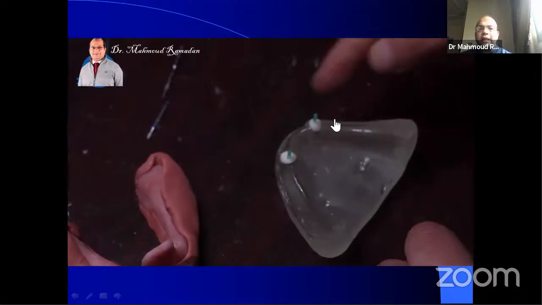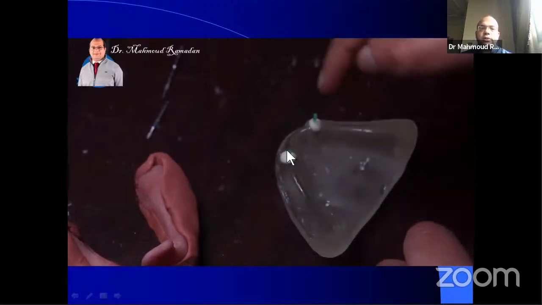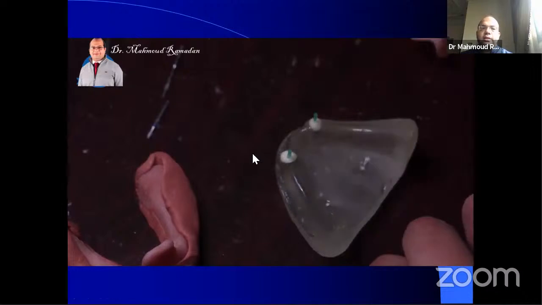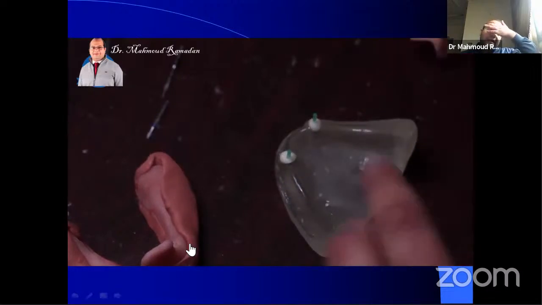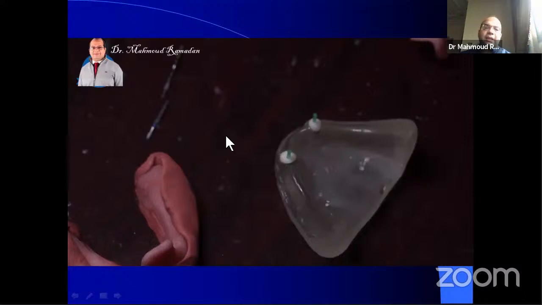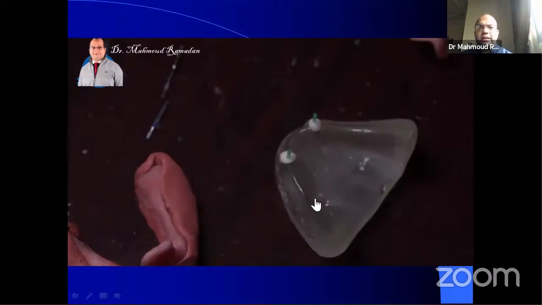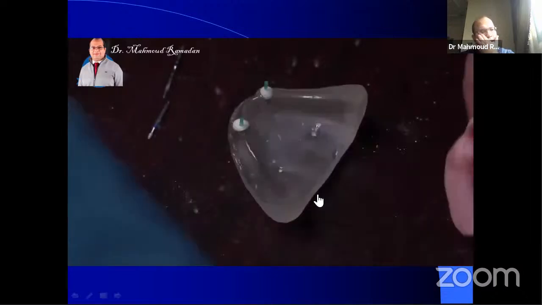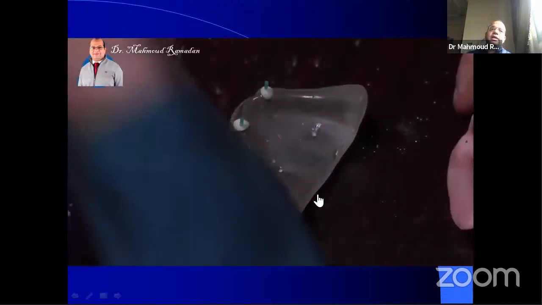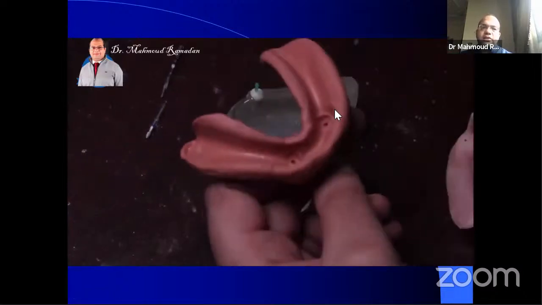Then we will apply light rubber base around the impression posts here and a medium rubber base inside the tray. Then we will apply the tray with a medium rubber base over the abutment teeth. This is the all-in-one impression technique. We use here a double material in one special tray. The impression will come like this.